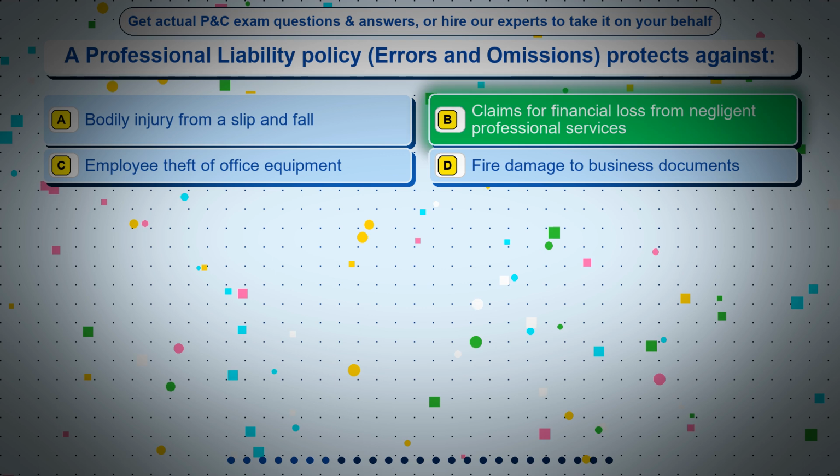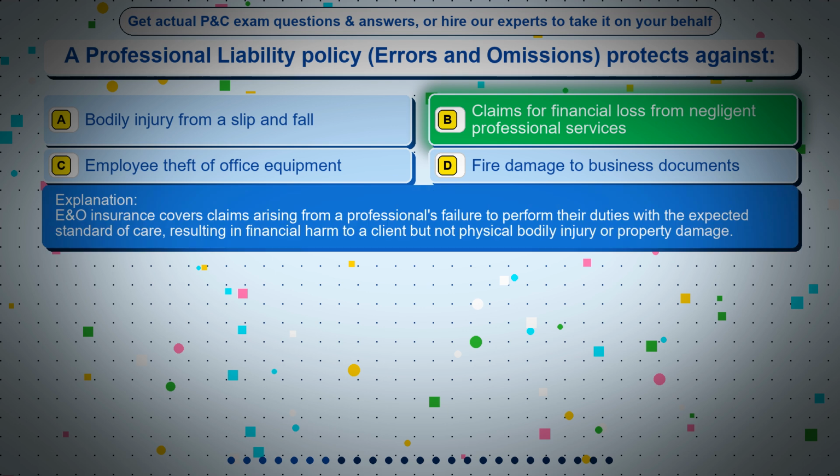Claims for financial loss from negligent professional services. E&O insurance covers claims arising from a professional's failure to perform their duties with the expected standard of care, resulting in financial harm to a client but not physical bodily injury or property damage.